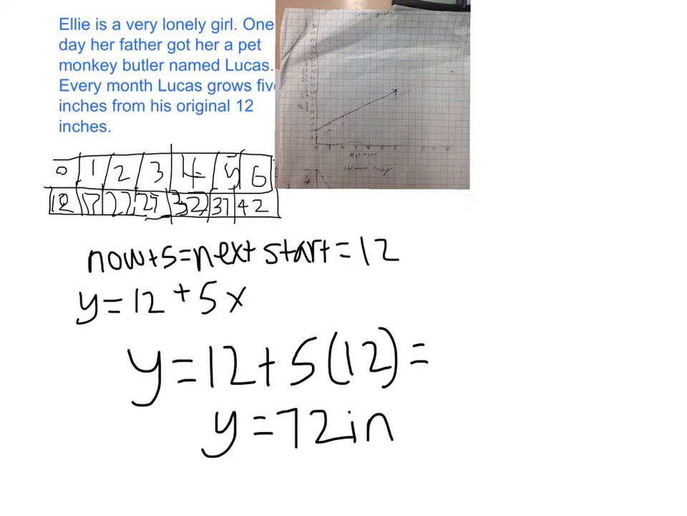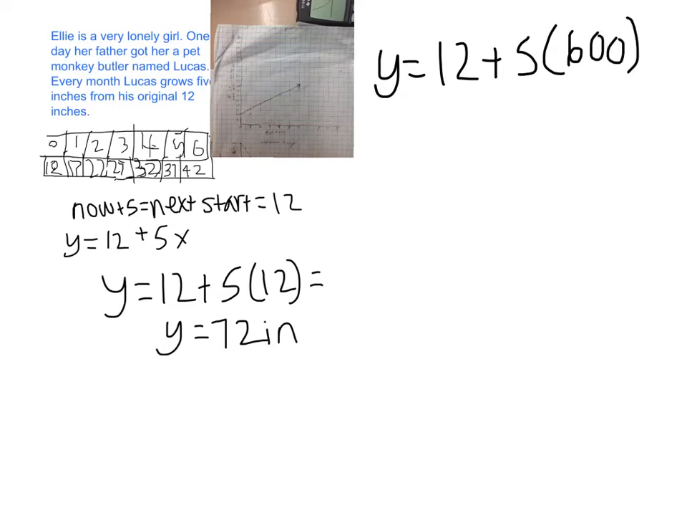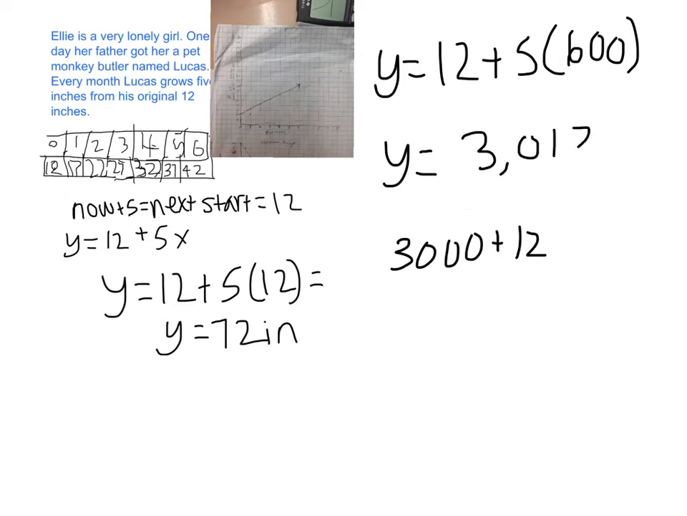And next, my second problem: how many inches in 50 years? So we're going to do 12 plus 5 times 50. Not 50, it will be 600 months. And then 5 times 600 will be 3,000 plus 12, so he'll be 3,012 inches, which is pretty much impossible, but he would die by then, so it wouldn't matter.